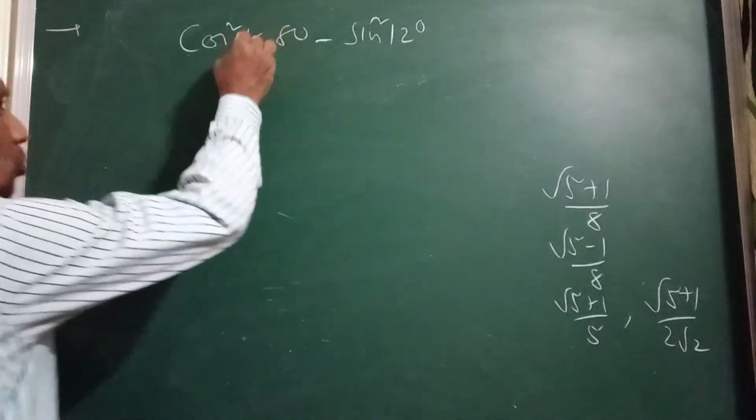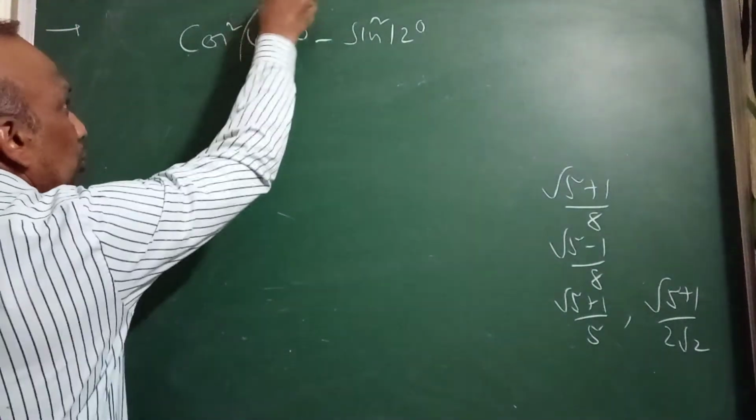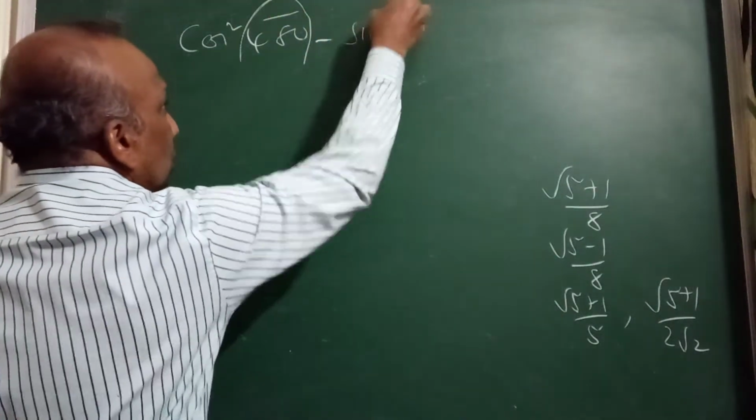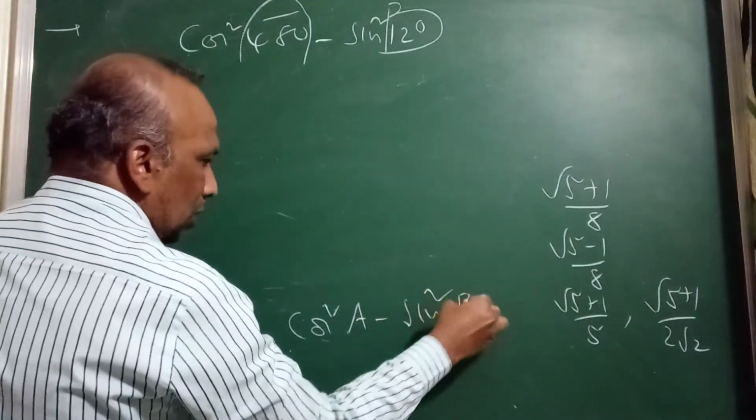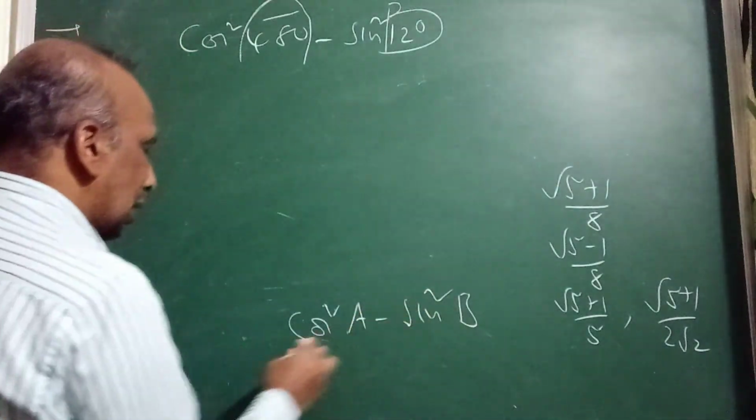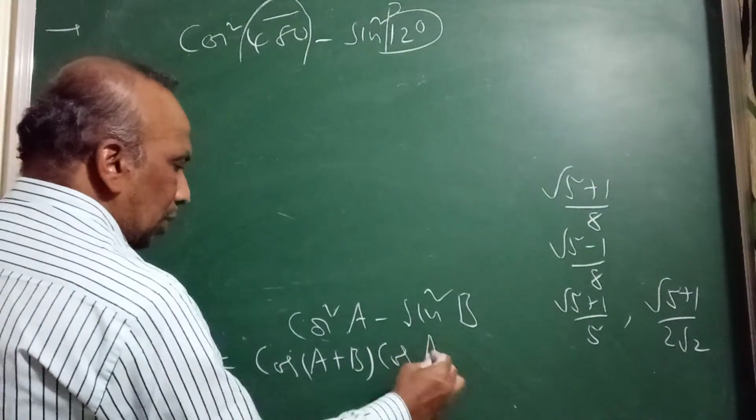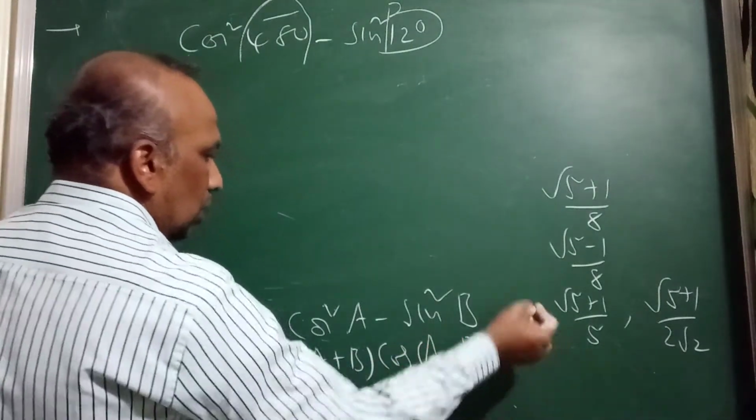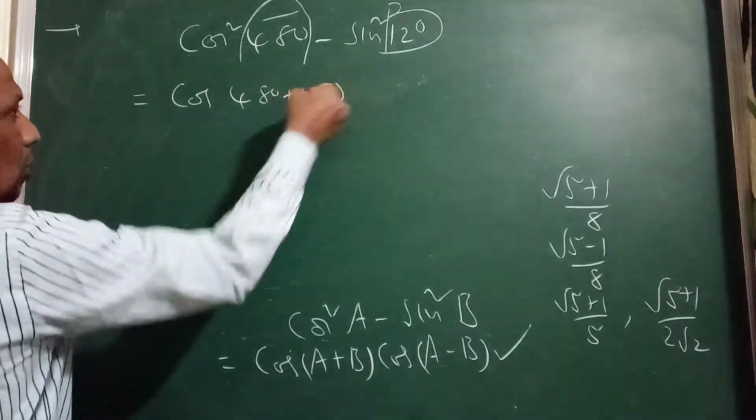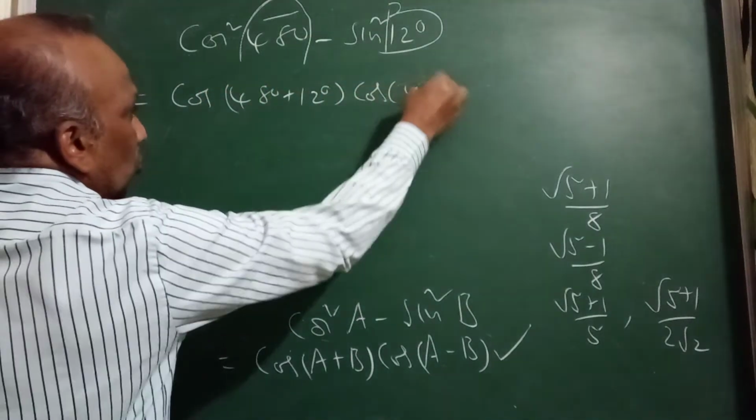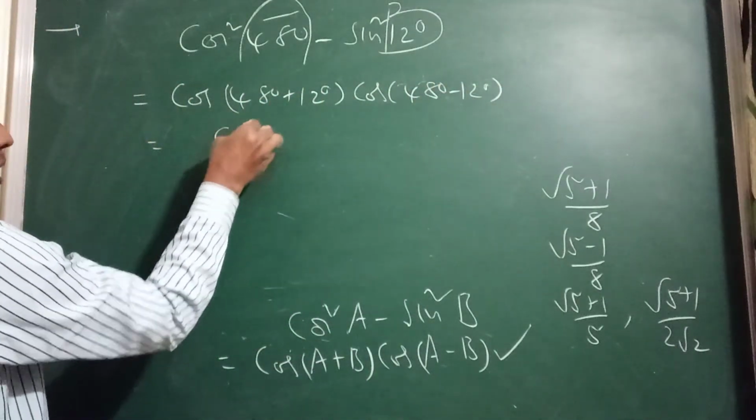You can see this is cos square 48 minus sin square 12 degrees. Suppose this is A, this is B. So it is like cos square A minus sin square B. We have a formula: cos square A minus sin square B equals cos of A plus B into cos of A minus B. Use this formula. Cos of A plus B, 48 plus 12, into cos of A minus B, 48 minus 12.